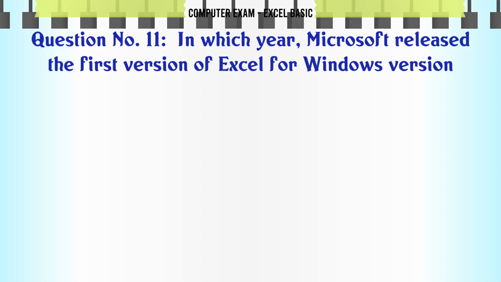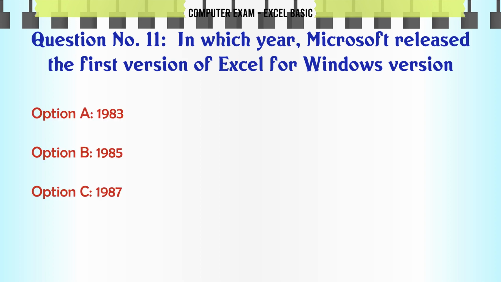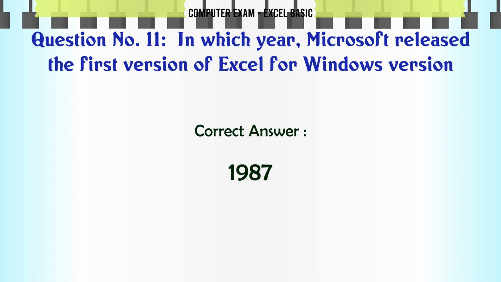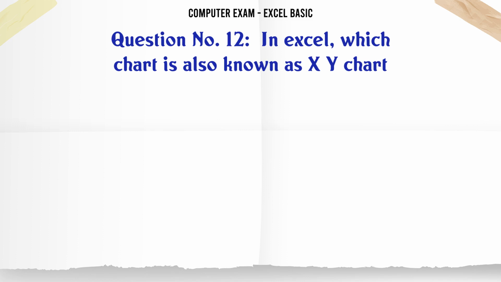In which year did Microsoft release the first version of Excel for Windows? A. 1983, B. 1985, C. 1987, D. 1989. The correct answer is 1987.